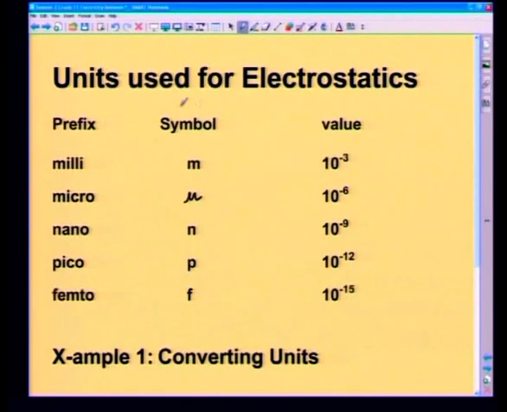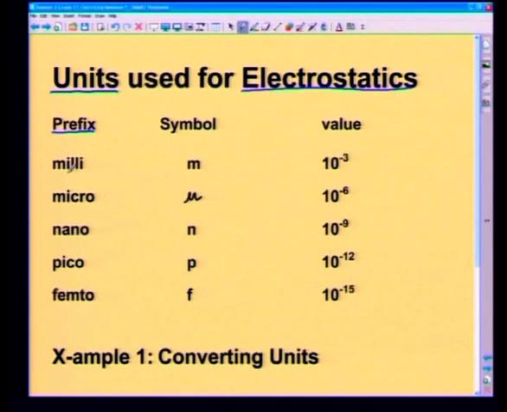When we work out solutions to problems in electricity and even in other sections, we need to know the units that we're dealing with. Now, in electrostatics, basically, we deal with units that sometimes are so small, but then we need to convert to SI units. Now, these small units have got prefixes, and those prefixes are things like milli, micro, nano, pico, femto.